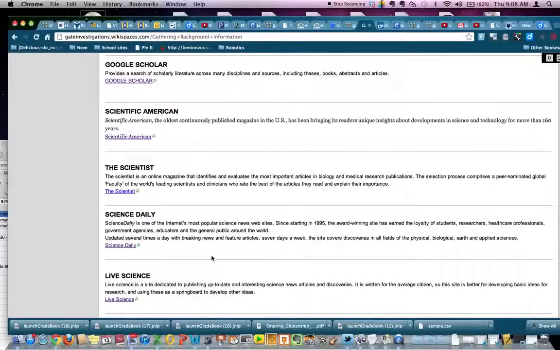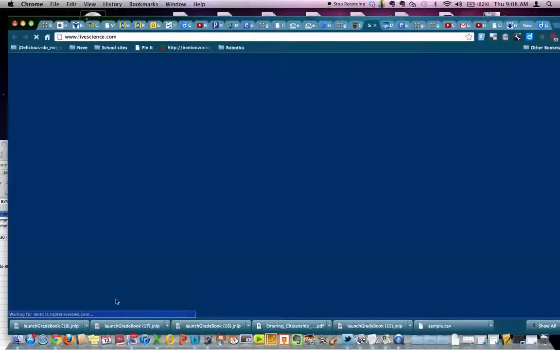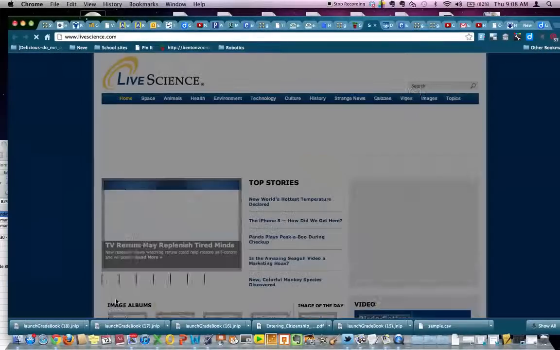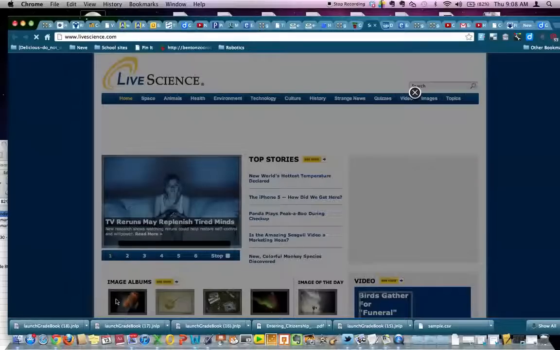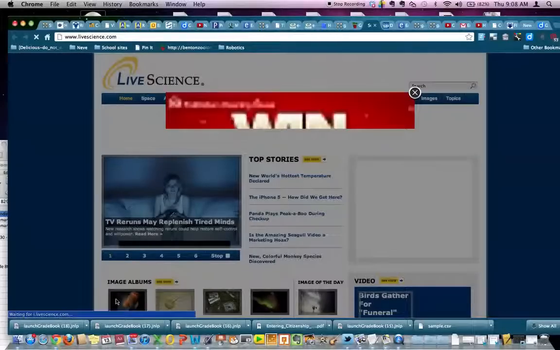So probably the easiest site to use is LiveScience. LiveScience is for the general public, really. So the way they write, the way they do things, it's really for the layman. It's not really for a typical scientist. You can see ads pop up. However, it's also written in a very interesting way.